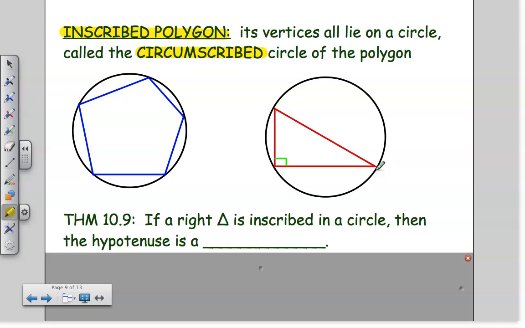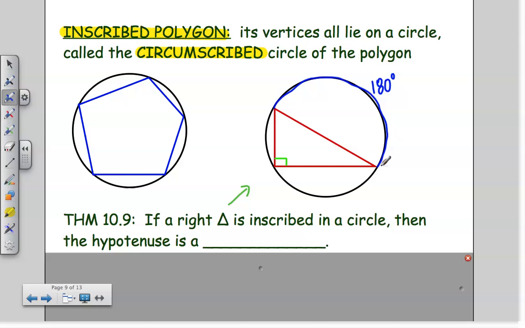Here's an inscribed triangle, an inscribed right triangle actually, in that circle. And a theorem right away: if a right triangle is inscribed in a circle, as we have in this picture here, a right triangle in a circle, the hypotenuse is a what? Well, think about what we know about inscribed angles, because every single angle in an inscribed polygon is an inscribed angle. That's why it's called an inscribed polygon. And if I know this inscribed angle is 90, and I look at the arc that it intercepts here, this is a 90-degree inscribed angle, and you know that an intercepted arc is double the angle, so if that's 90, this arc is 180 degrees.